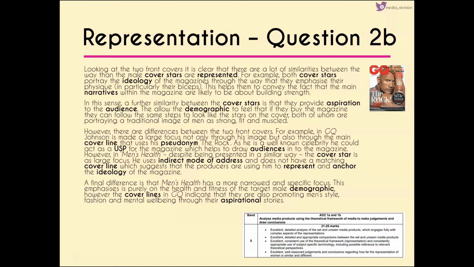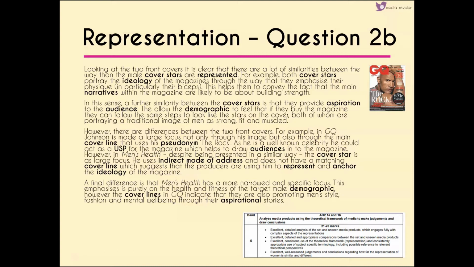Now, looking at the two front covers, it's clear that there are a lot of similarities between the way that the male cover stars are represented. For example, both cover stars portray the ideology of the magazines through the way that they emphasise their physique, in particular the biceps. This helps them to convey the fact that the main narratives within the magazine are likely to be about building strength. In this sense, a further similarity between the cover stars is that they provide aspiration to the audience. They allow the demographic to feel that if they buy the magazine, they can follow the same steps to look like the stars on the cover, both of whom are portraying a traditional image of men as strong, fit and muscled.